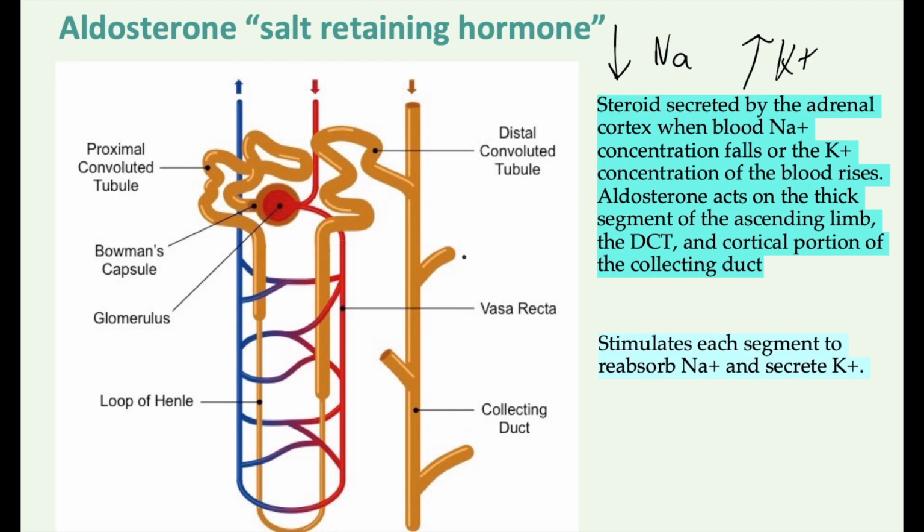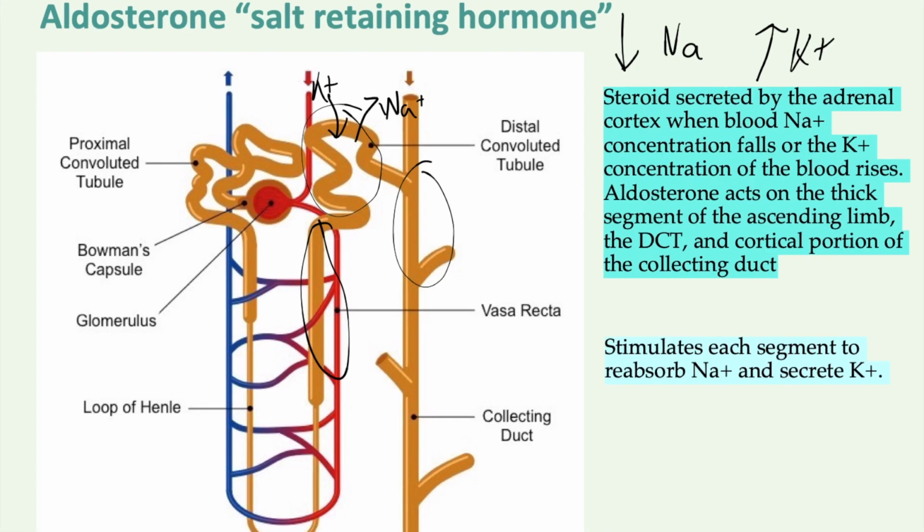Aldosterone acts on the thick segment of the ascending limb, the distal convoluted tubule, and the cortical portion of the collecting duct. Aldosterone stimulates each segment to reabsorb sodium while also secreting potassium. Overall, aldosterone elevates blood pressure, since water follows salt. As we talked about before in the renin-angiotensin-aldosterone mechanism, angiotensin II stimulates the secretion of aldosterone from the adrenal cortex.